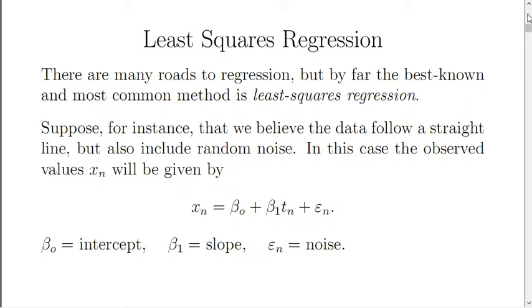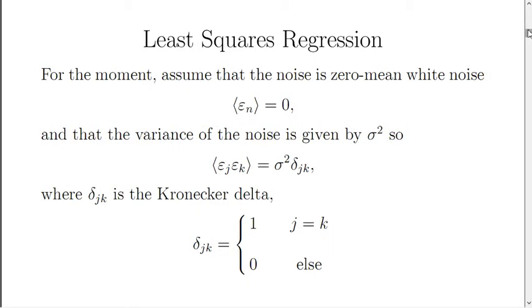But in addition to following a straight line, there's also random noise. It could be measurement error. Or it could be that the noise is part of the actual physics, but there's this underlying trend which follows a perfectly straight line and doesn't deviate from it. So our data follows this equation. The data value is some intercept plus some slope times the time plus some stochastic part, which I'll call the noise. We're going to deal with the case that the noise is zero mean white noise, and that the variance of the noise is sigma squared. That's just a name for it.